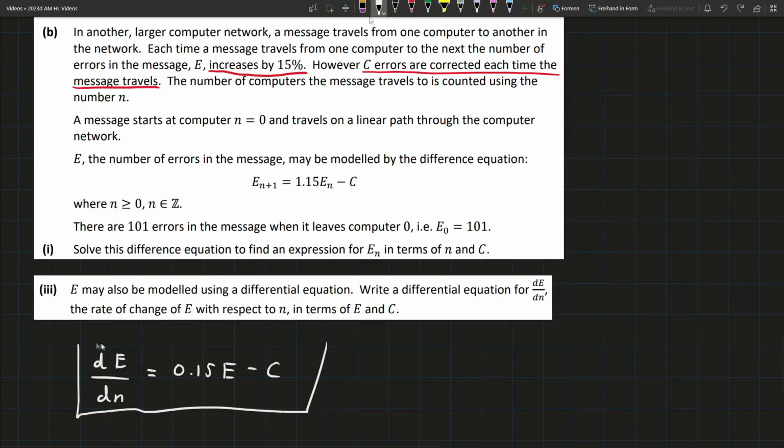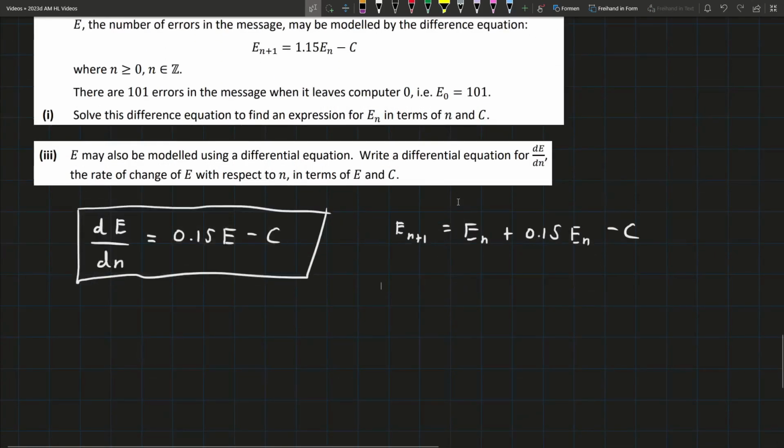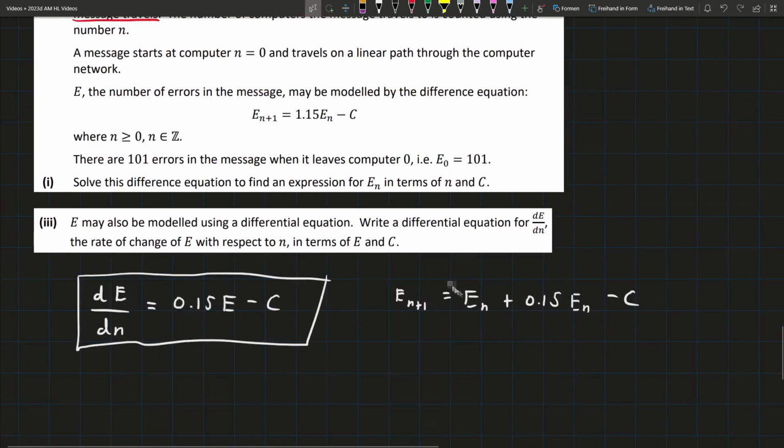Now, the reason it's not 1.15 like above is because the technical long way of writing E(n+1) equals is En, the previous number, plus 0.15 En. So basically, we're taking the previous number of errors we had, adding on 15% to that, and then taking away C. Now, obviously, when we're talking about the rate at which it's changing, we're not adding onto the previous number of errors we have. All we care about is how much it's changing by, and how much it's changing by is just 15%, which is why we just have the 0.15 and not the whole 1.15. And that's it for question 2.